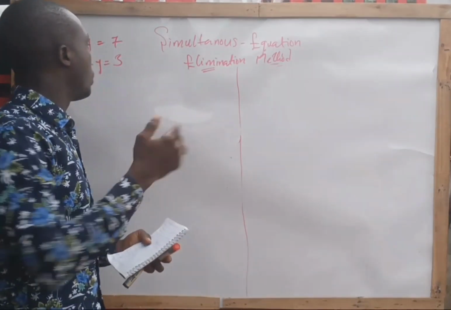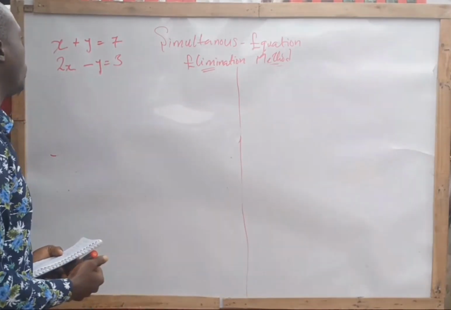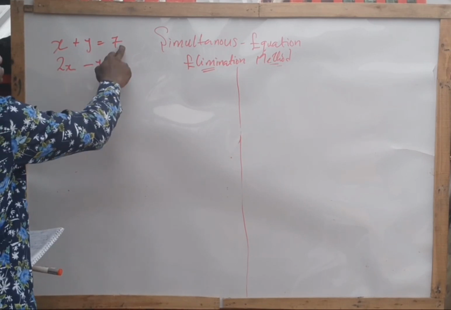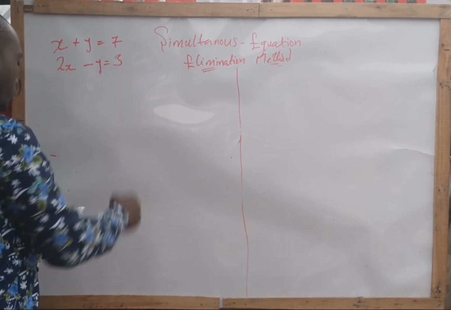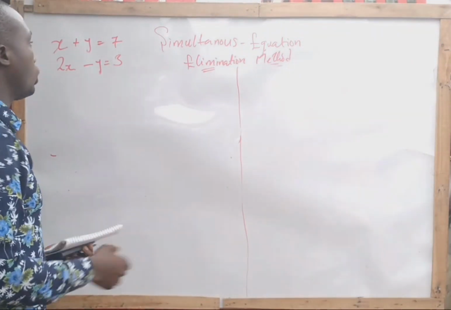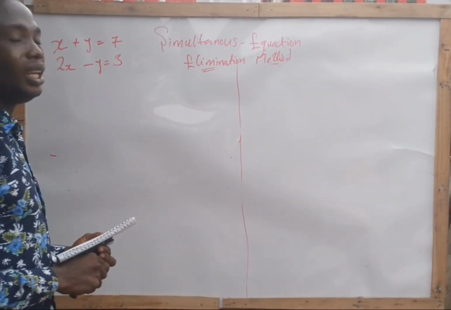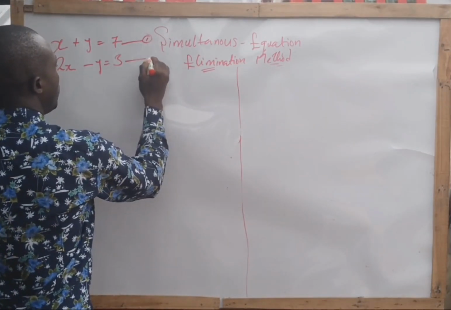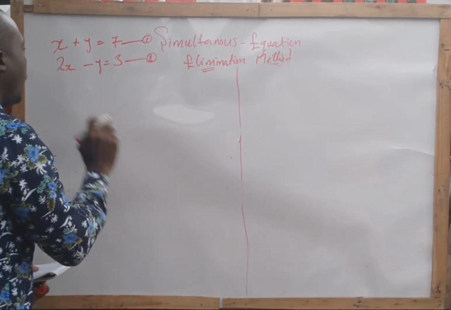Now, this is our second equation that we want to look at. We have x plus y equals 7, and 2x minus y equals 3. So this is our equation. As I've told you earlier, the first thing you do is name your equations. This is equation 1, this is equation 2. Don't forget, that's the first thing you need to do.